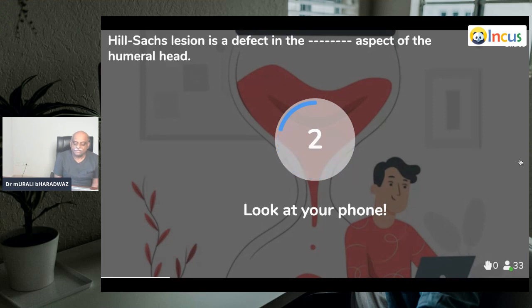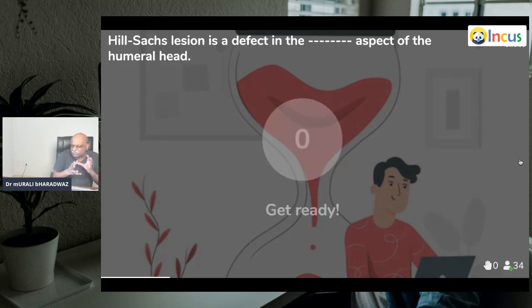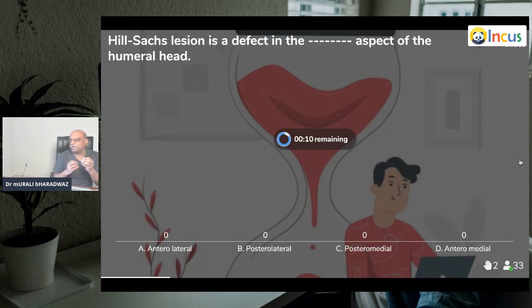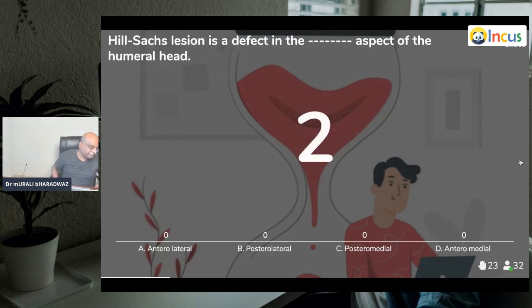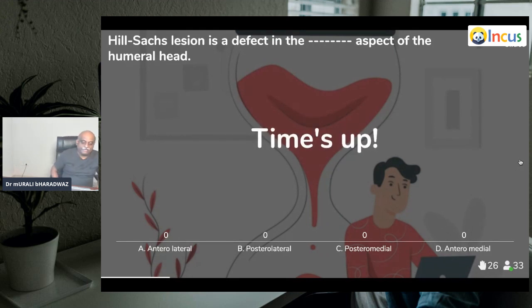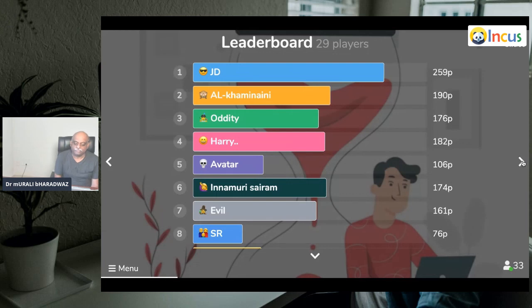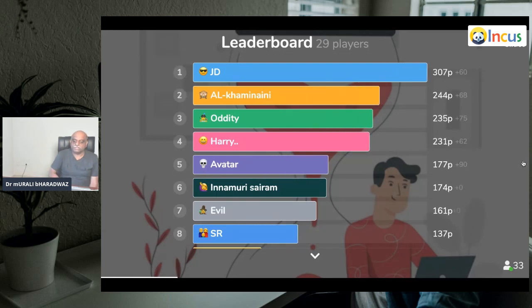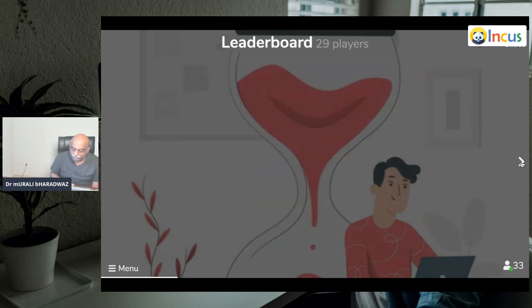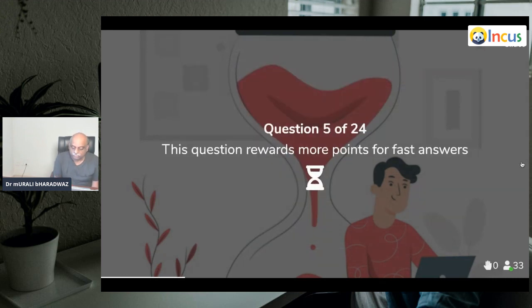Now, Hill-Sachs lesion is a defect in which aspect of the humeral head? Very grilling, minute point. Absolutely right. So you should be clear on posterolateral or anterolateral, what exactly is the Hill-Sachs. That makes JD to be on the top.